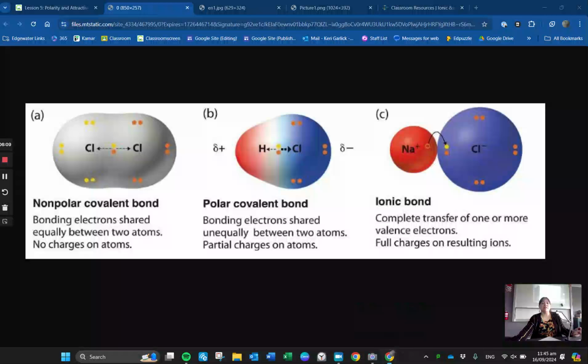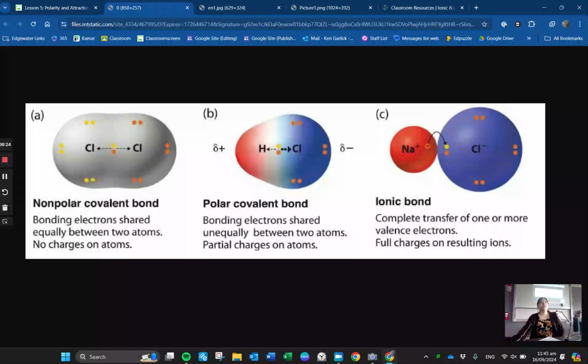Okay, so the first thing we're thinking about is, do I have a presence of a polar bond? Because that's going to be the first deciding factor. So what I've done is I found this image here that communicates the difference between covalent bonds and ionic bonds. And then when we think about covalent bonds, what the difference between polar and nonpolar is.